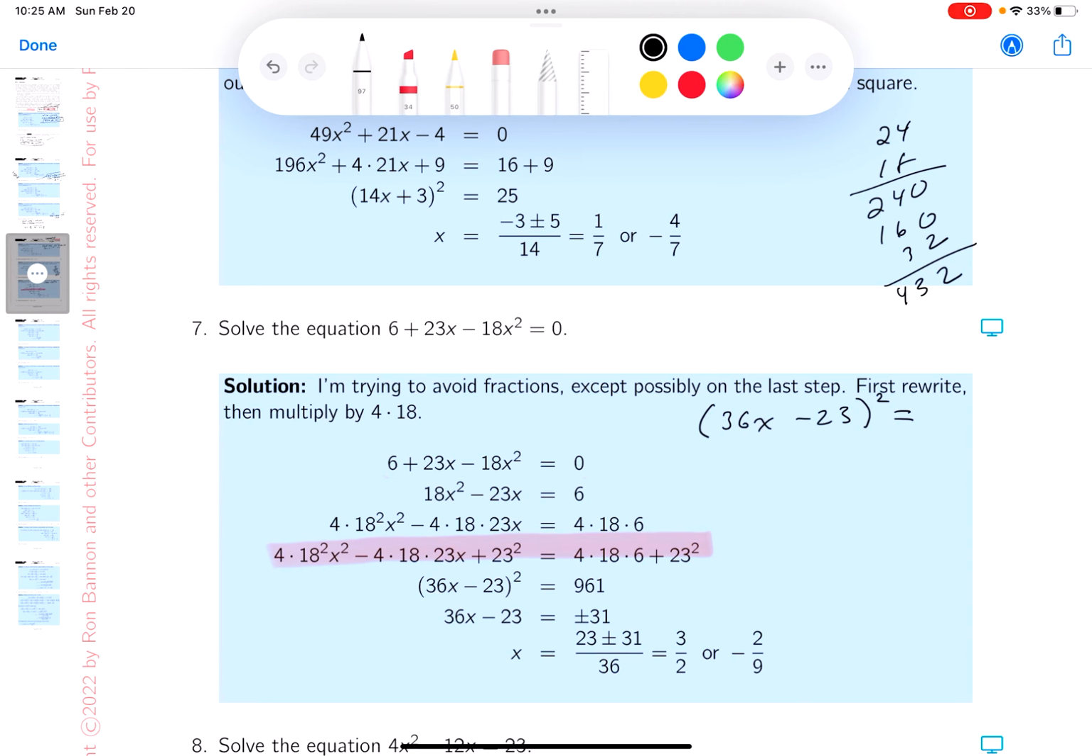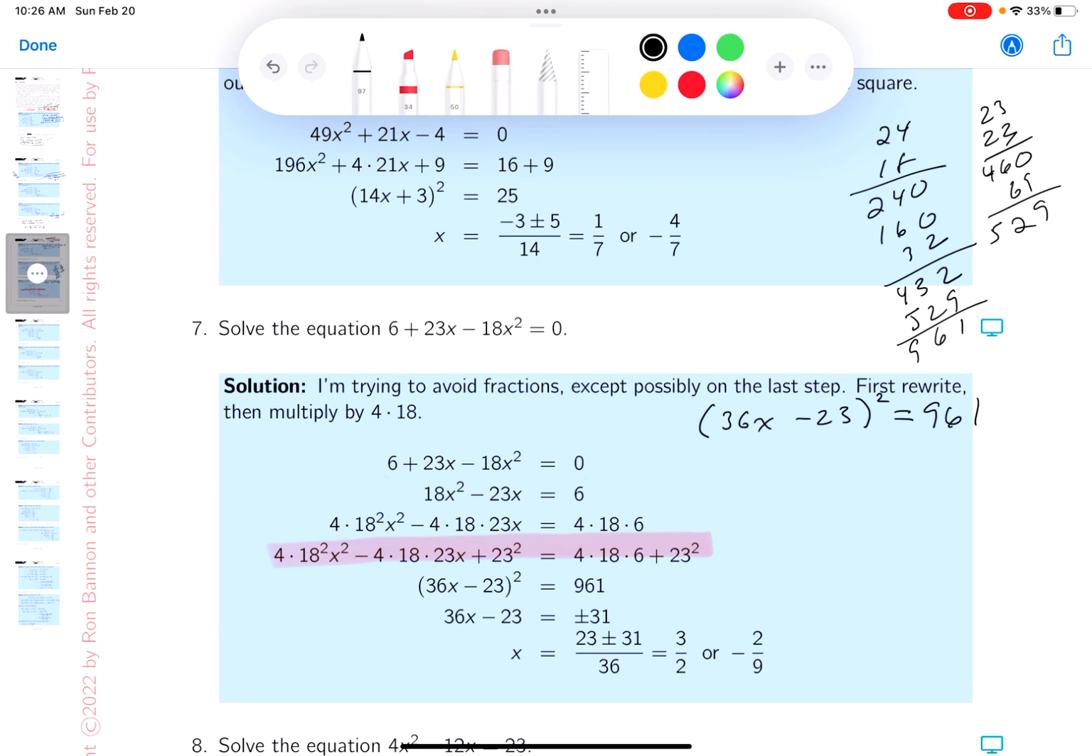And then I got to do 23 squared. That's 23 times 23. Multiplied out, 20 times 23 is going to be 460, and 3 times 23 is going to be 69. And that's going to be 9, 12, 529. I'm going to add them together. You see how much more work this is, right? That's going to be 961. I get that. All right.